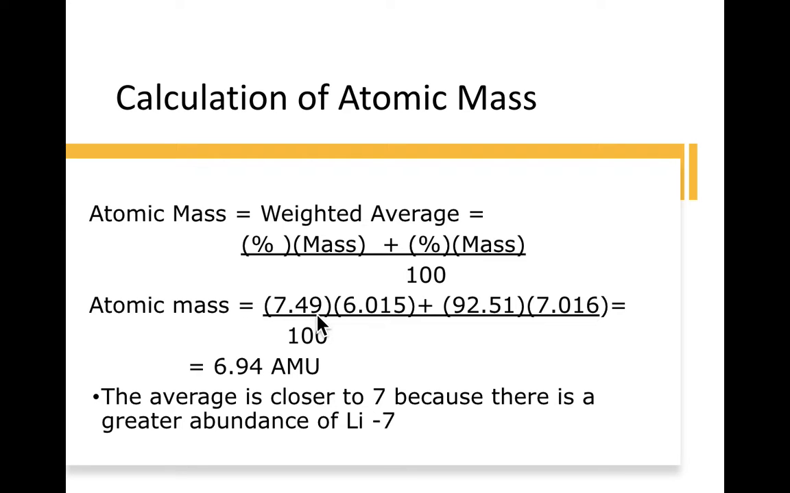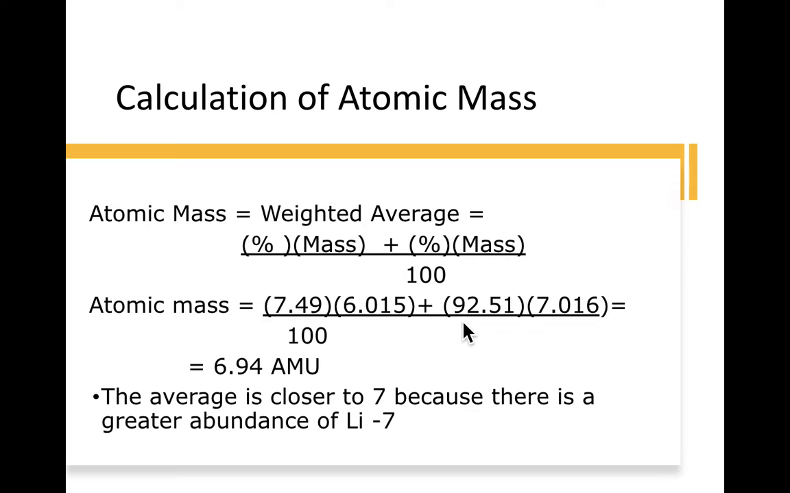So it was 7.49% lithium-6, which had an exact mass of 6.015, and it was 92.51% lithium-7, which had an exact mass of 7.016. So we just multiply, divide by 100, and we get 6.94 AMU, which is what we see on the periodic table. And you can see the average is closer to 7 because the isotope that is lithium-7 is more abundant.